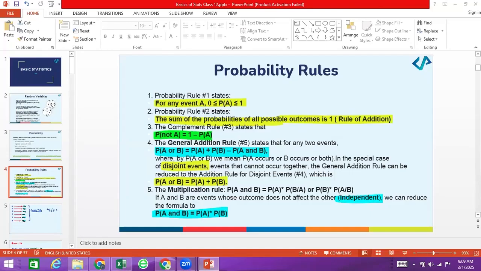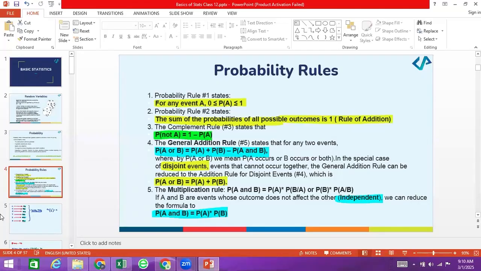The second rule of probability was the complement rule. What does the complement rule say? The complement rule says that the probability of not A, the probability of something not happening, is the same as 1 minus the probability of that thing happening. Okay, so probability of not A is equal to 1 minus probability of A, right? This one. Yeah.